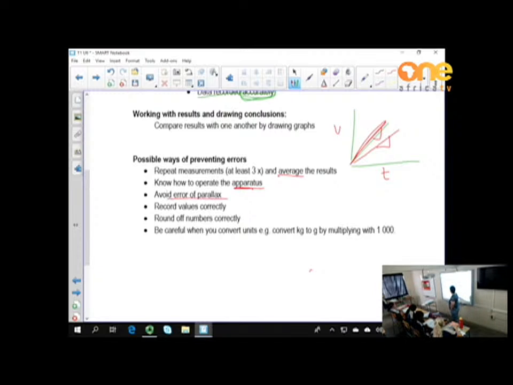Avoid the error of parallax. Record the values correctly. In other words, concentrate. But everybody gets tired somewhere. It's very easy to make a mistake like that, especially when you're doing a lot of them over a long period of time. Round off numbers correctly. And be careful when you convert units, for example kilograms to grams, or meters to centimeters or millimeters.